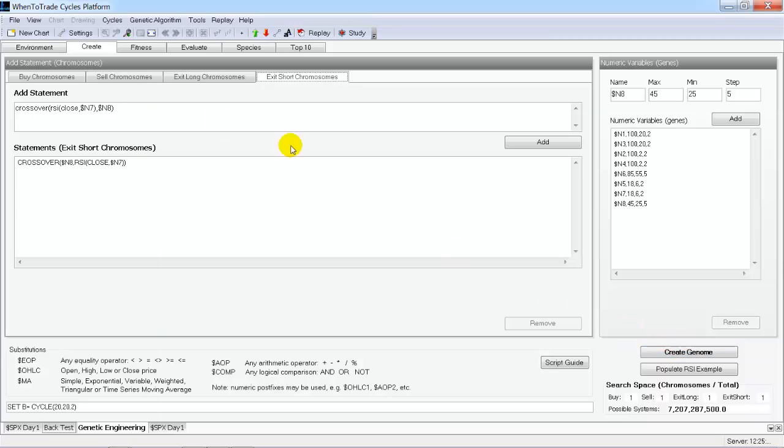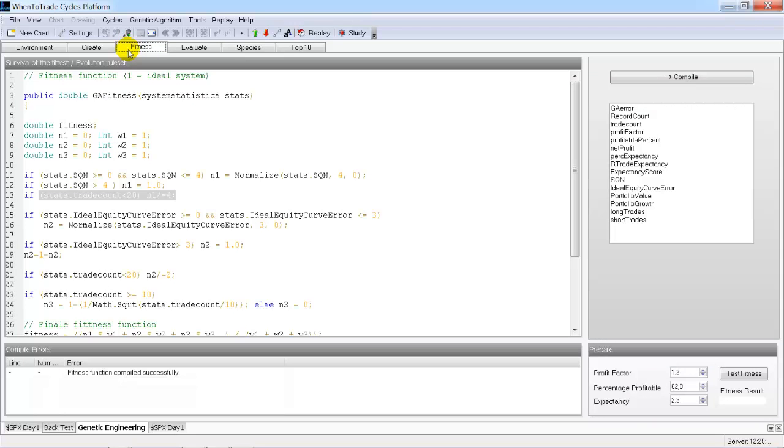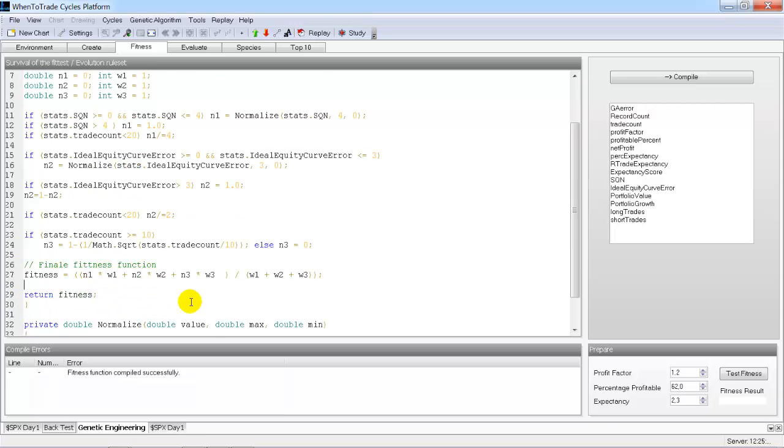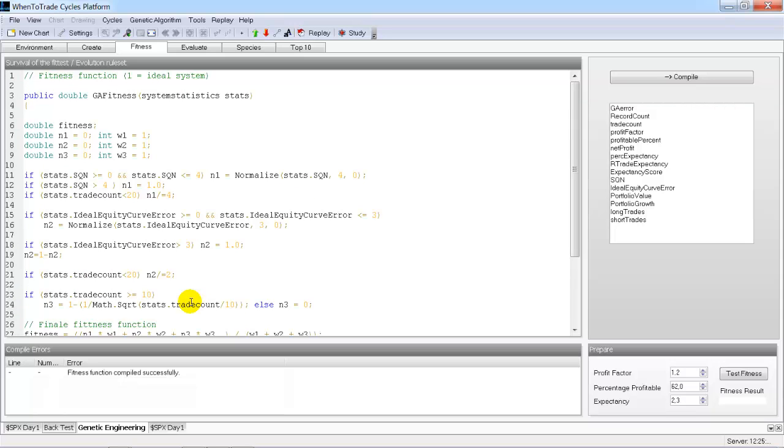So we create the genome and the population here, and then our fitness criteria are defined. We want the System Quality Number to be as high as possible. If the trade count is below 20, we will penalize the System Quality Number. We want an ideal equity curve, which means the lower the error, the better the fitness. And the higher the trade count, the better the value. So we get a total fitness evaluation here based on these three parameters, with a simple individual fitness here.